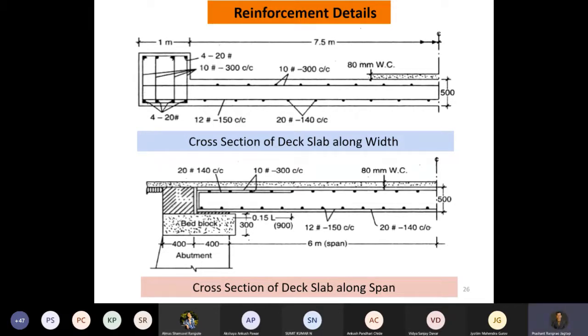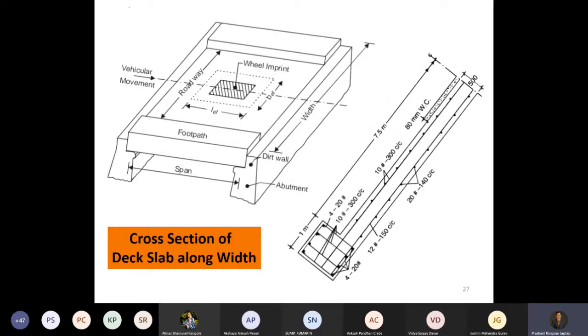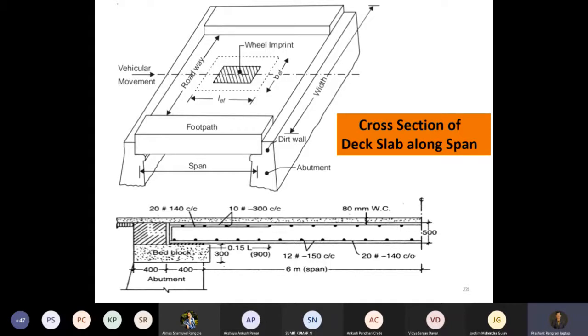It rests on the abutment of 400 mm support. Similarly, you can see the main steel is moved to the top by bending it. This is the cross section of the deck slab along span and along width. Don't confuse the width and span. This is the cross section along the width. On either side there will be a footpath. And this is the cross section of the deck slab along span. So here the span is there. The bridge rests on two supports, and we have assumed the bearing width as 400 mm.